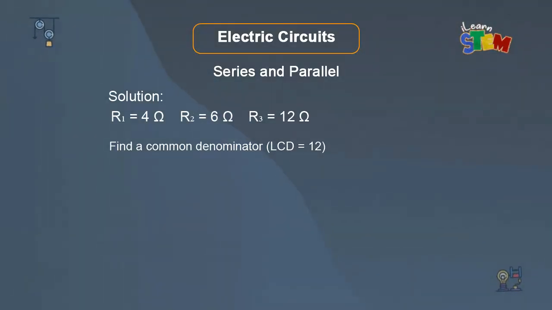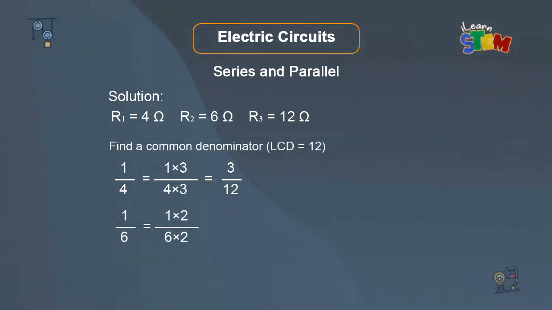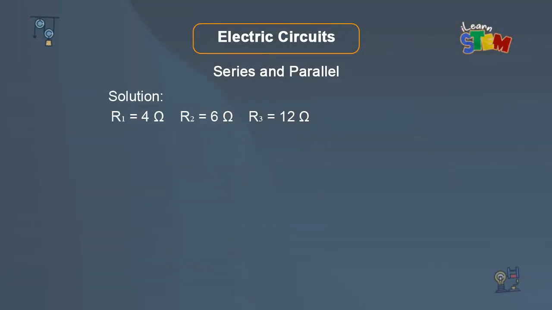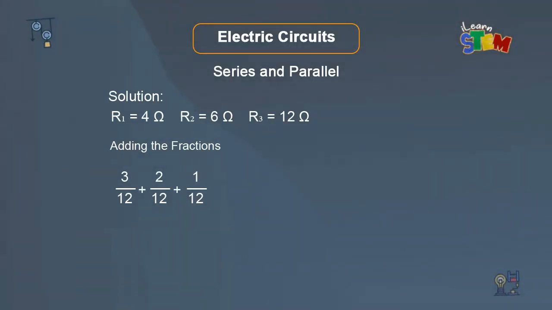We now rewrite each fraction so the denominator is 12. Multiplying the numerator and the denominator of the first fraction by 3 gives us 3 over 12. Multiplying the numerator and the denominator of the second fraction by 2 gives us 2 over 12. Multiplying the numerator and the denominator of the third fraction by 1 gives us 1 over 12. Adding the fractions. 3 over 12 plus 2 over 12 plus 1 over 12 equals 6 over 12.